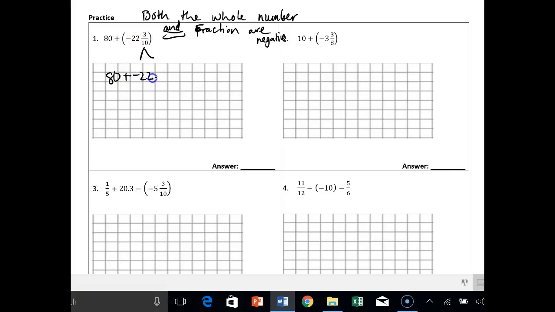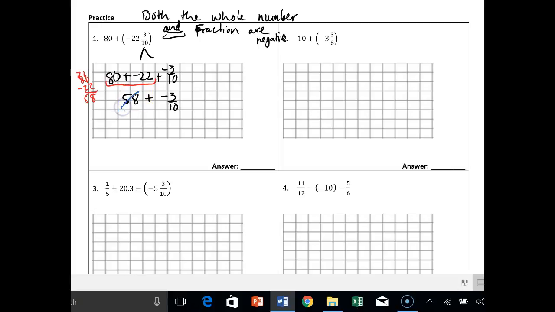Negative 22 plus negative 3/10. Right? So when I do this part, it is obviously DSSM, different sign subtract. So 80 minus 22, I have to borrow, right? So we got 58. Right? So positive 58 plus negative 3/10. And I can't just slap them together because they are not the same sign.